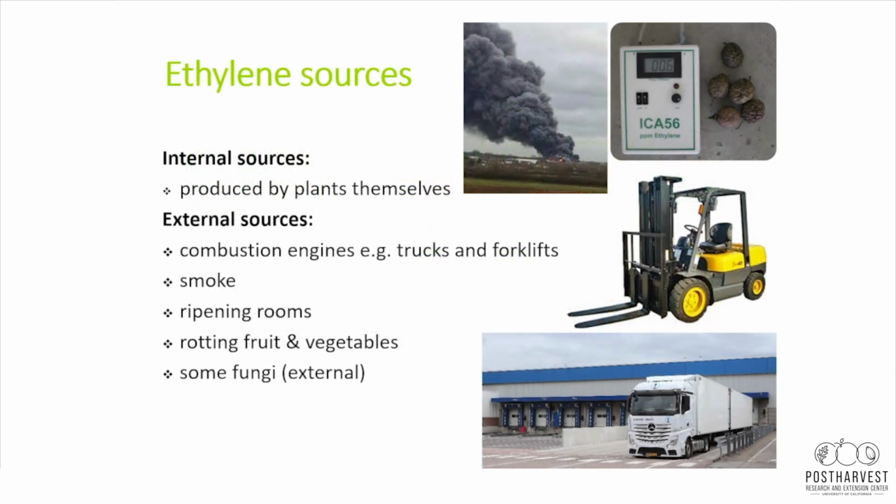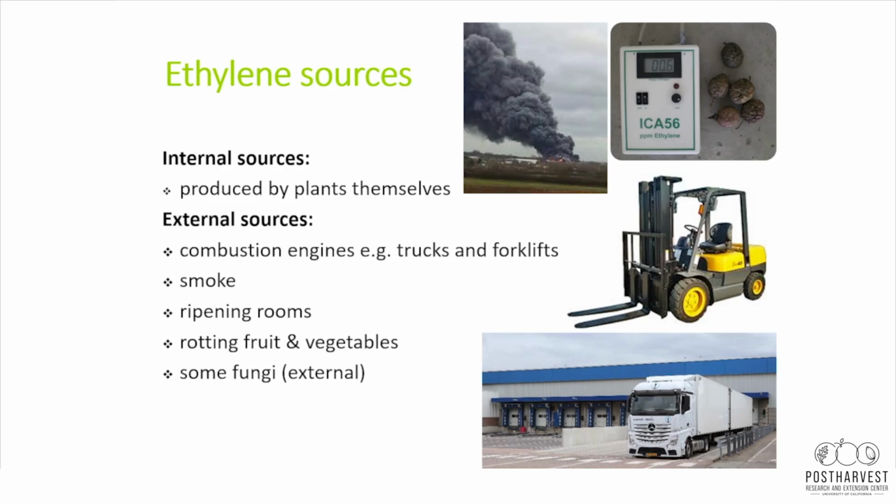What are the sources of ethylene? There can be internal and external sources of ethylene in the cold room. Internal source is the plant itself. Plant parts, even if they're cut from the tree, still produce ethylene. They're still alive. They're not dead when you cut them. So you get ethylene accumulation in the room over time if you don't have good ventilation.